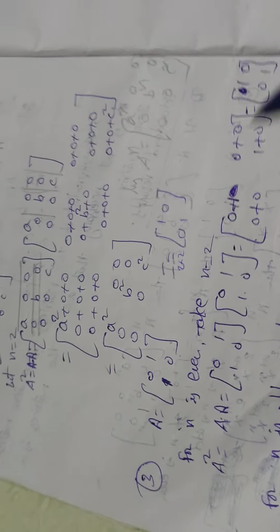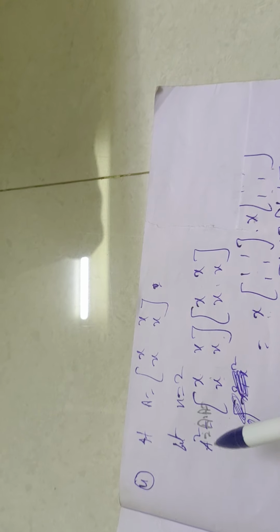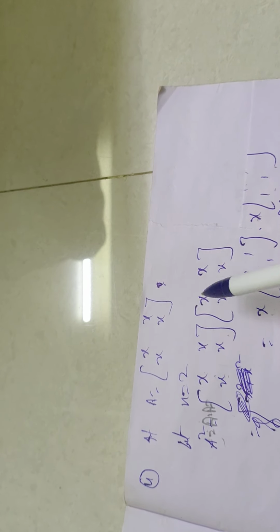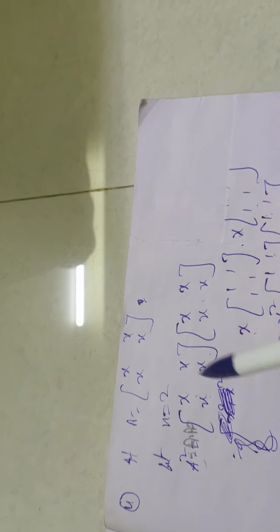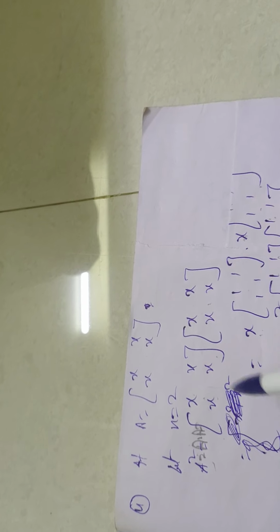So the proof of this one is: A power 1, sorry, here A is equal to [x x; x x]. For n is equal to 2, you take A square, A into A. Actually, for this matrix, x is a common factor for every entry. So take that x common, then you can say 1 1 1 1 only. And from this one also, we take x common, 1 1 1 1 only we have.